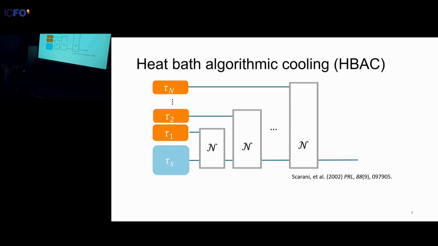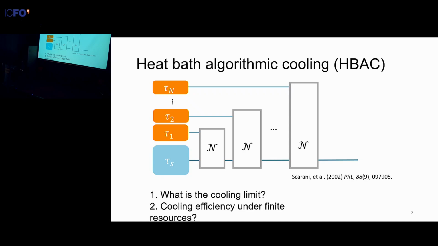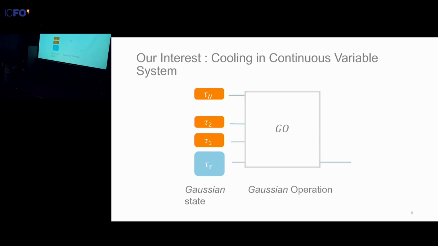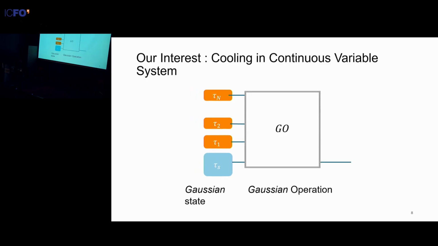Within this framework, we want to answer two questions. The first one is, what is the cooling limit? When can we do cooling? And the second one is, what is the cooling efficiency under finite resource? The setting in which we want to answer these questions is the framework of continuous variable systems. In this framework, we assume that all of the input states are Gaussian states and all of the allowed operations are Gaussian operations.